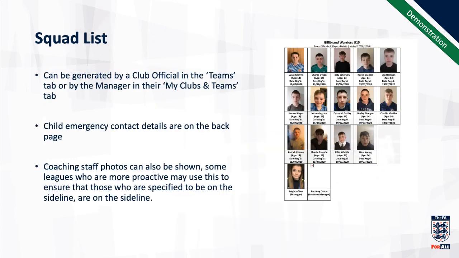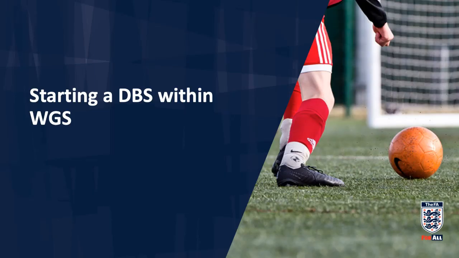We touched on the squad list as well, so it can be generated in two places. One by the club, you can do it in the Teams tab, or by the manager in the My Clubs and Teams tab. And also on the very back page of there, the child's emergency contact details are on there as well. So if you've linked your parents or carers to the children, their emergency contact details will be on the back sheet of this. So I produce mine before a game each week, and I've got that saved to my phone. So if I do need to refer back to it, I've got that quite quickly to access. I'm sure I need it, and hopefully I never will.